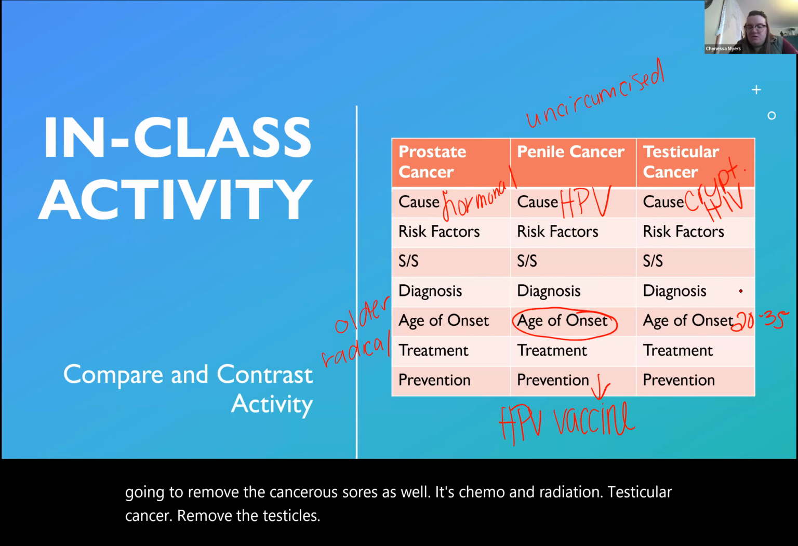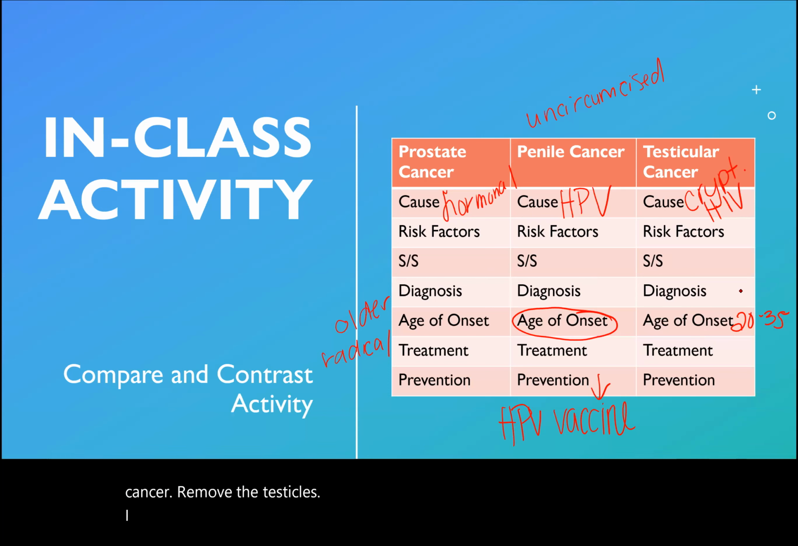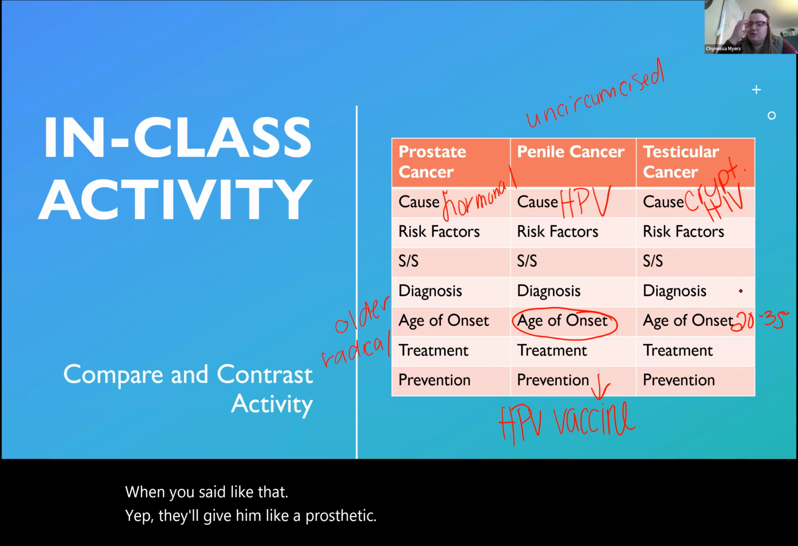When you said a fake testicle, is that just for appearance? Yep, they'll give them a prosthetic. A prosthetic, okay. What is this? That's cryptorchidism, the undescended testicles.